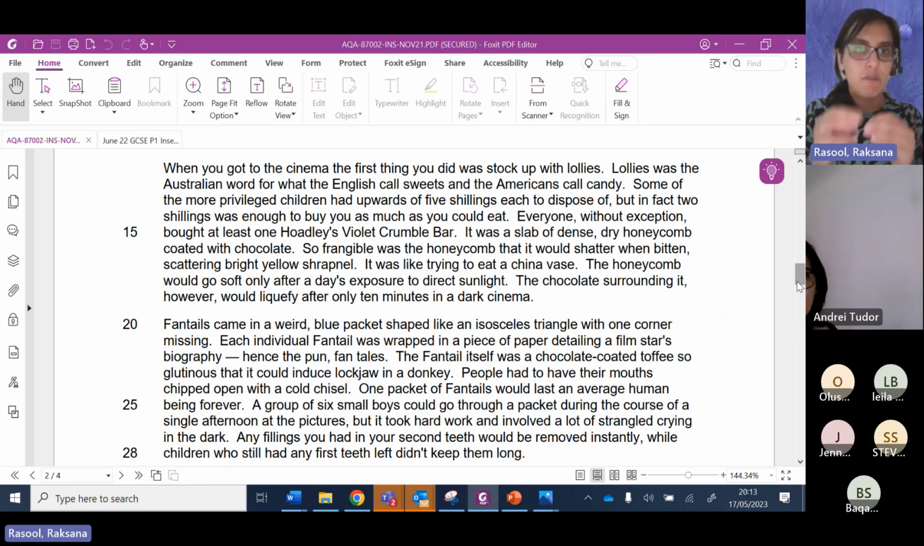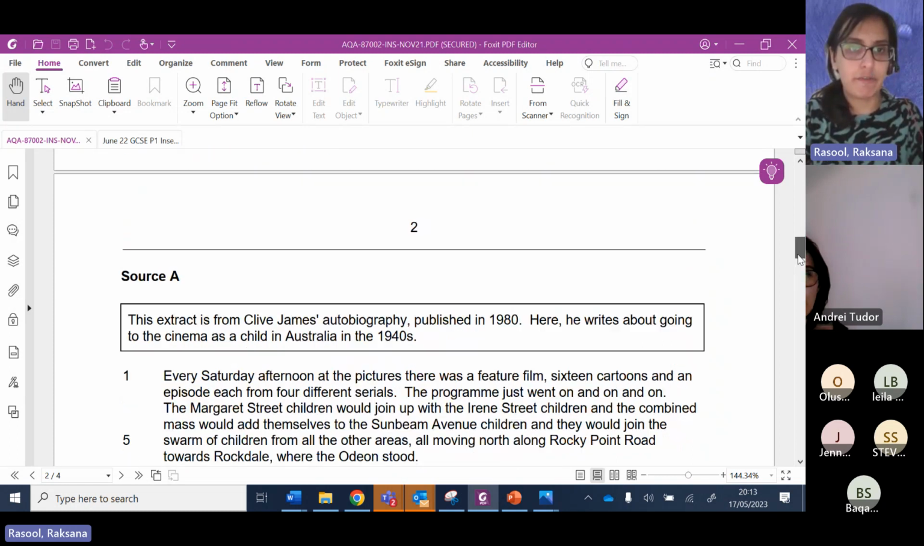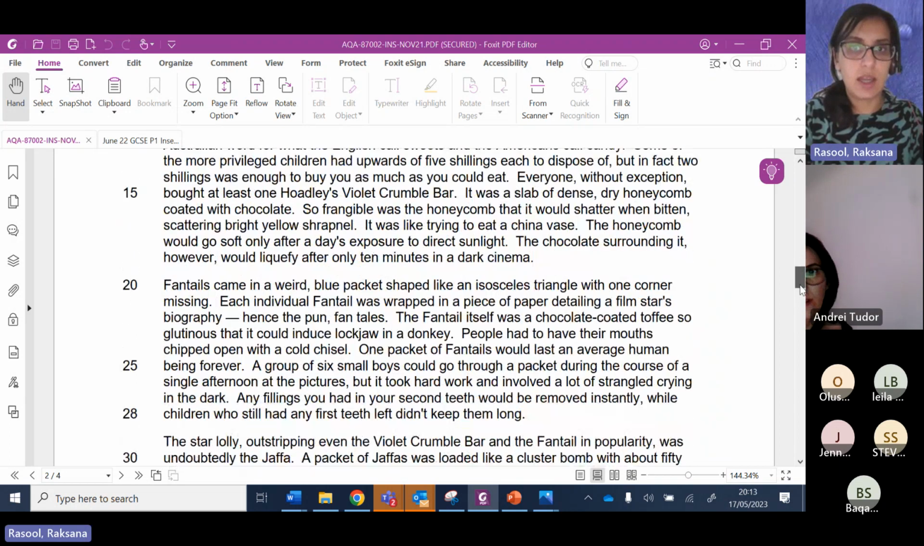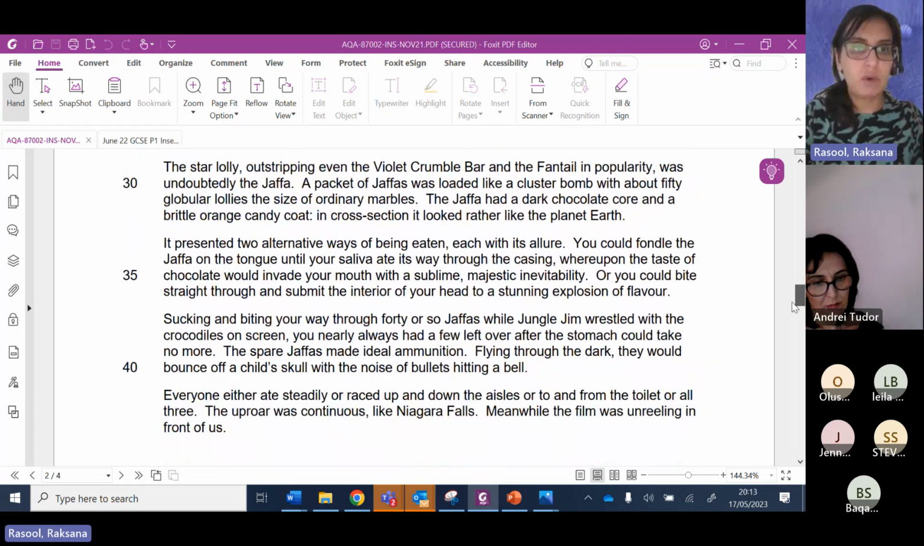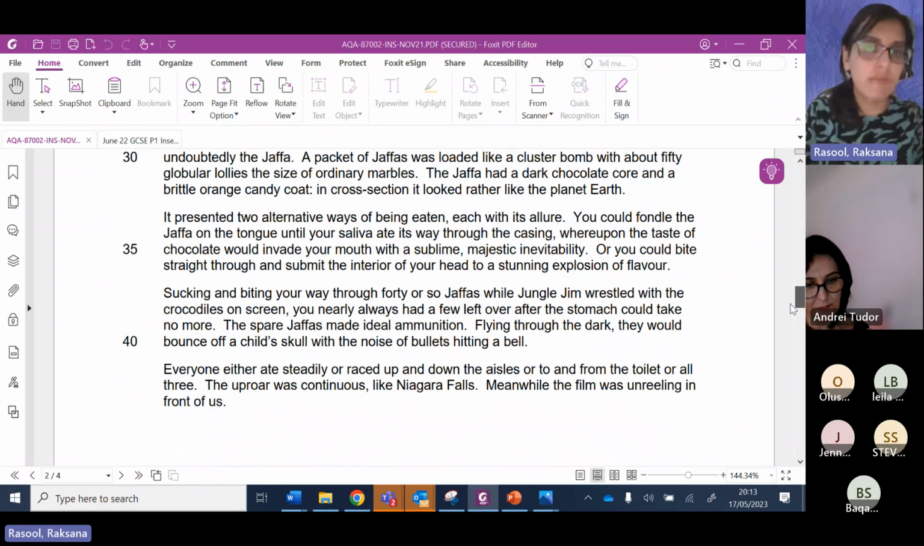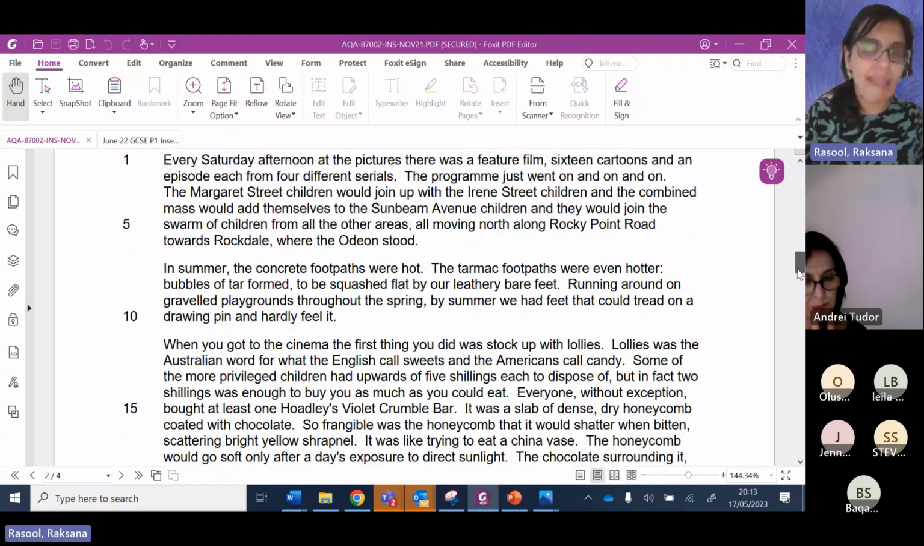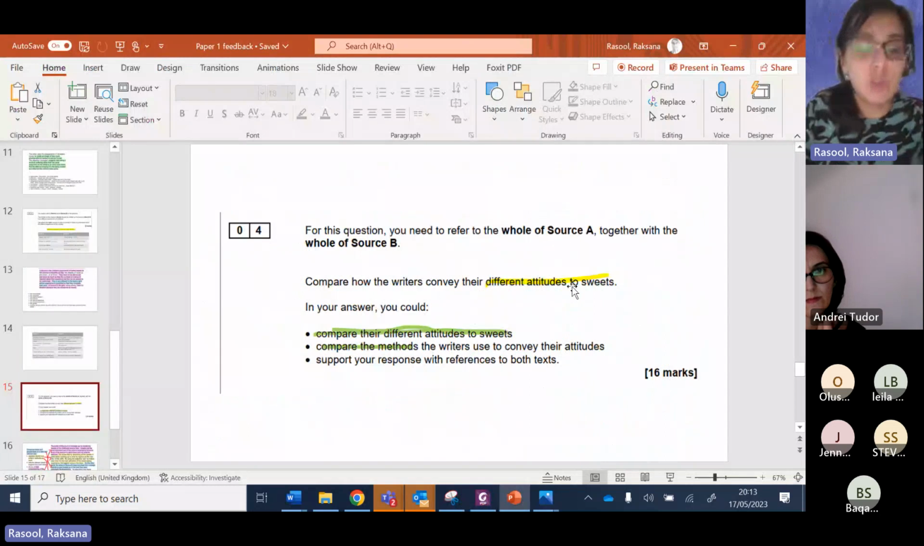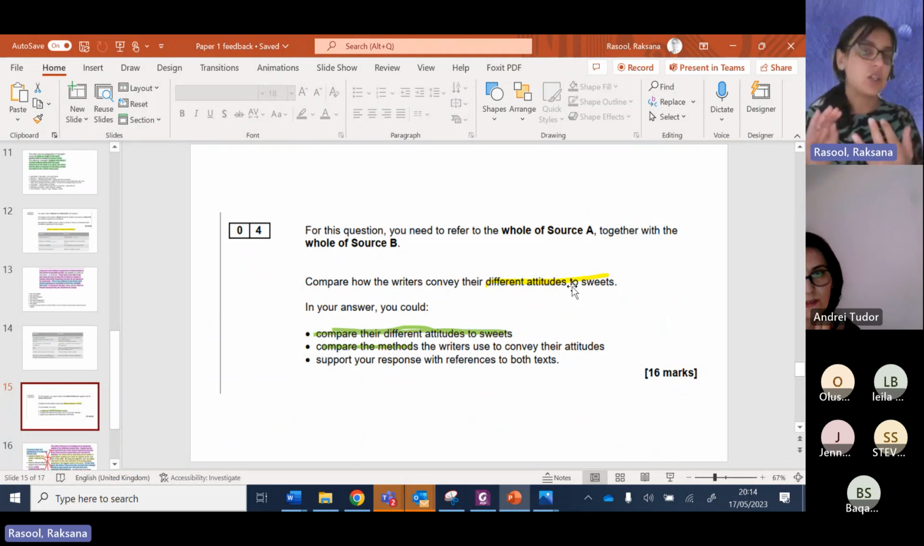So the perspective of sweets: for him it was a massive part of his childhood. And you know that because in this biography, you have got 1, 2, 3, 4, 5 full paragraphs out of 7 or 8 that are focused on sweets. So the attitude to sweets in section A is that they were a huge part of his childhood. They were a huge part of the fun he had, the childhood experiences he had, the freedom he had, the friendships he had. They were centered around sweets.